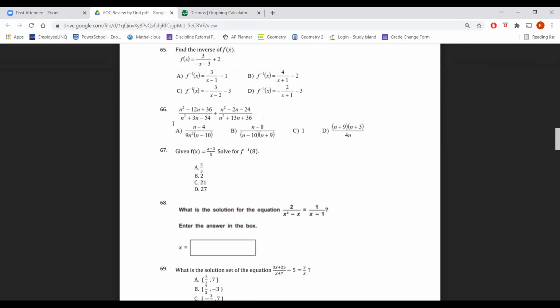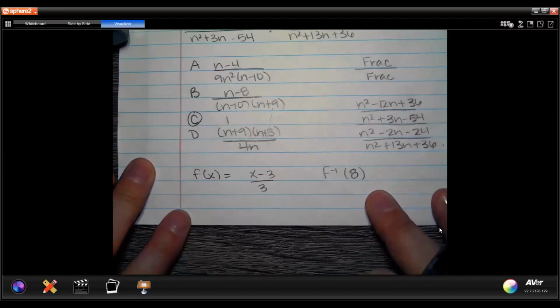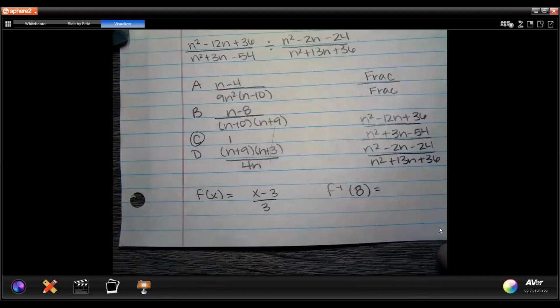So that inverse notation, I just wanted to remind you guys, inverses have to do with x and y, and the x and the y values trading. So we have a problem here where we have, I'm just going to write it down on paper, f of x equals x minus 3 over 3. So let me look at what we have. Okay, so just a reminder of what this notation means.